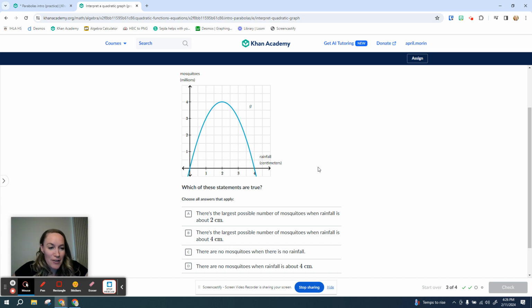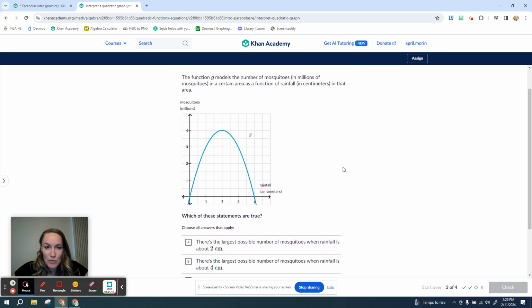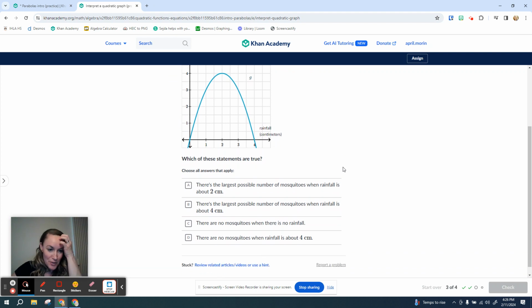Someone who's a biology expert, if you're studying biology, might be able to see if that's really true. But that's the function that we're trying to explain here. Okay. A, the largest possible number of mosquitoes is when the rainfall is about 2 centimeters. So rainfall is 2 centimeters, largest amount. Yes, that's true.